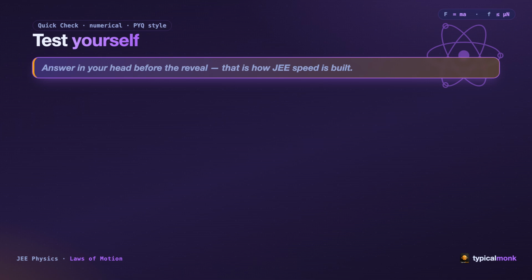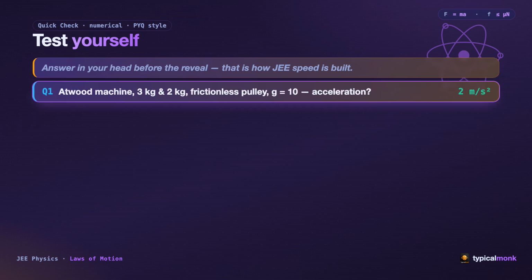Time to test yourself. Rapid fire, and every answer today is a number. Here's the rule. I ask, you answer in your head before the reveal. Question 1. 2 blocks, 3 kilograms and 2 kilograms, hang on either side of a frictionless pulley. Taking G as 10, find the acceleration of the system. Answer, (mass 1 minus mass 2) times G over the sum of the masses, (3 minus 2) times 10 over 5, 2 meters per second squared.